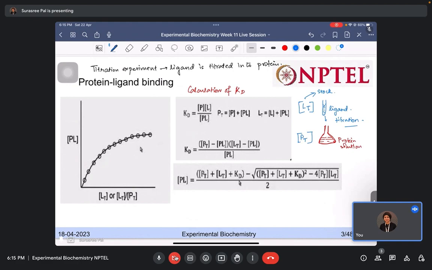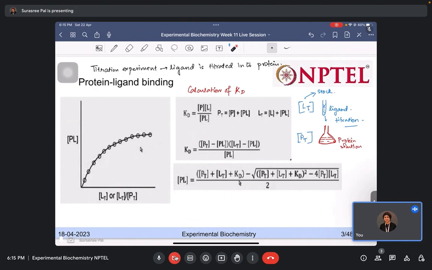Here, what we do is we add the ligand drop by drop. Initially there is no ligand, so the proteins are all unbound. But when the ligand keeps coming into the solution, the protein molecules start to bind to the ligand.